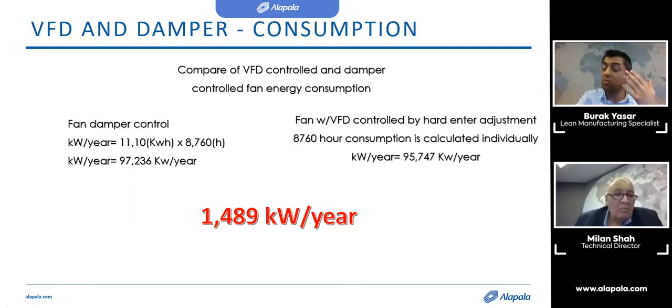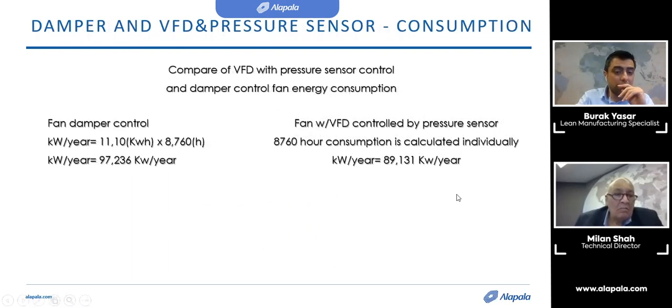And we are just talking about the 11 kilowatt motors, okay? So usually we are using at least 55 kilowatt or 75, 90 kilowatt and 110 kilowatt for high pressure fans, right? And the saving is going to be more than this. When the VFD is controlled by the pressure sensor, energy saving increases and it will be 8,105 kilowatt per year. Let's make this number much more meaningful.